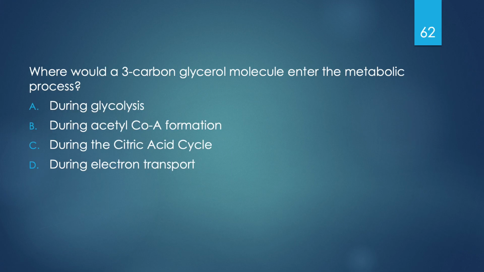Where would a 3-carbon glycerol molecule enter the metabolic process? A, during glycolysis; B, during acetyl-CoA formation; C, during the citric acid cycle; or D, during electron transport? If you flip back through your notes, you'll note that during glycolysis, we break a 6-carbon glycerol molecule into 2 3-carbon glycerol molecules. So the answer is A, during glycolysis.